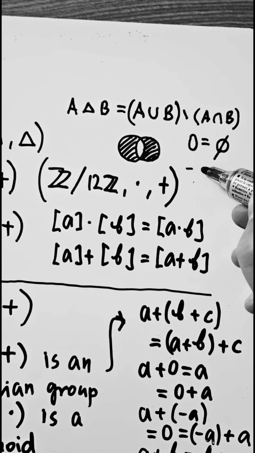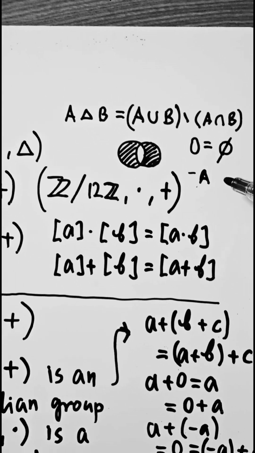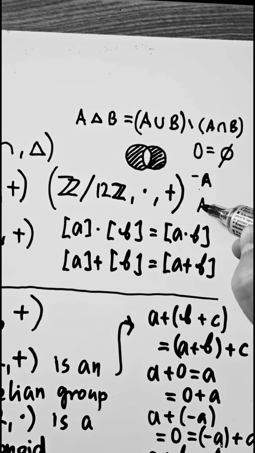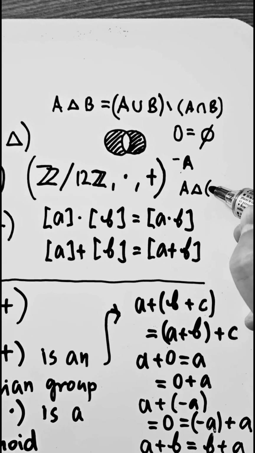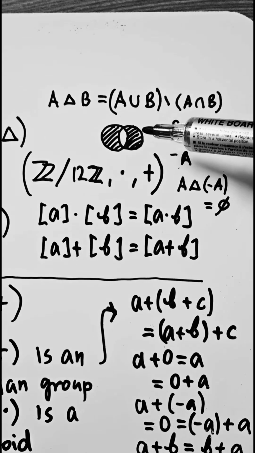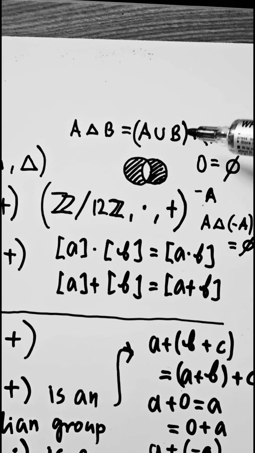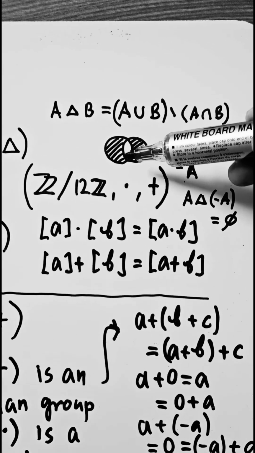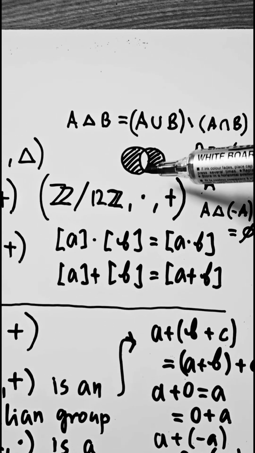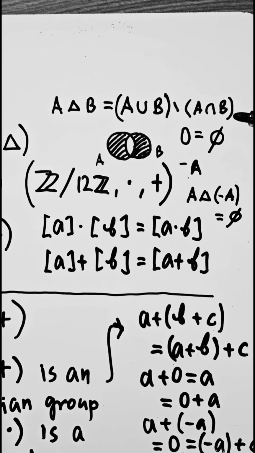What about minus A, for a subset A? What would that be? This should be an element so that the symmetric difference of A and minus A is the empty set. Basically what that means is that if I look at the diagram, the shaded area must not exist at all. The only way this can happen is if both A and B are the same set.